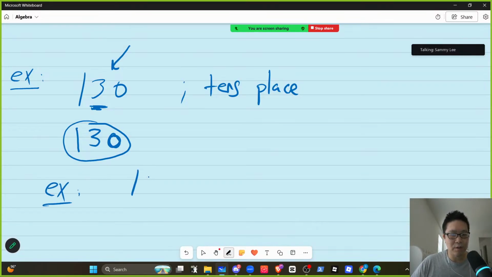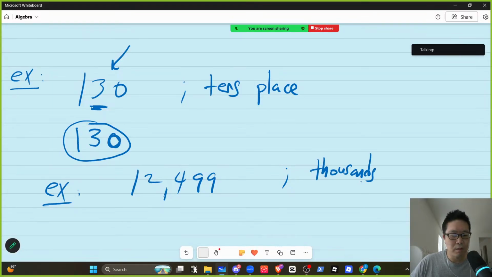So what about this one? And I ask you to round this to the thousands place. What number is in the thousands place? 2. What number is to the right of it? 4. So do we round up or down? Down. So what would the answer be?